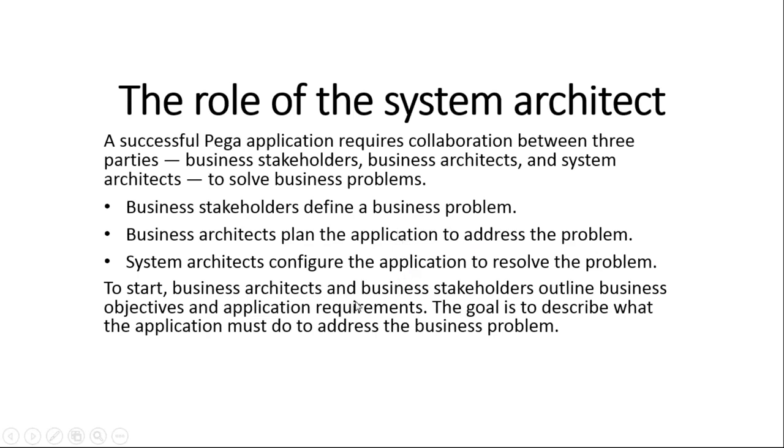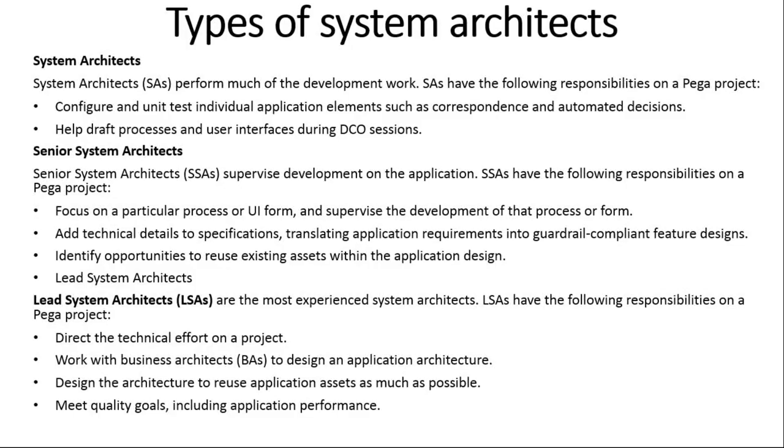To start, the business architects and business stakeholders outline business objectives and application requirements. These two people work together with the product owner and define the business objectives and application requirements. The goal is to describe what the application must do to address the business problem. As I said, there are mainly three types of system architects. The first one, the system architect, is the developer who develops the application and performs much of the development work. He will only do the development work.